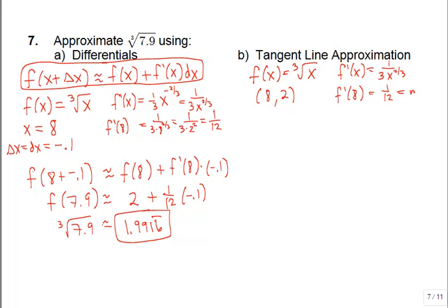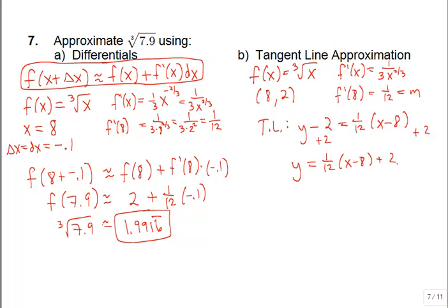So this is going to be my m, and this is my point, so we can find our tangent line by just doing y minus the y value 2 equals the slope 1/12 times x minus the x value 8. And if we add 2 to the other side, then our tangent line becomes y equals 1/12 times (x minus 8) plus 2. So this is our linear approximation.